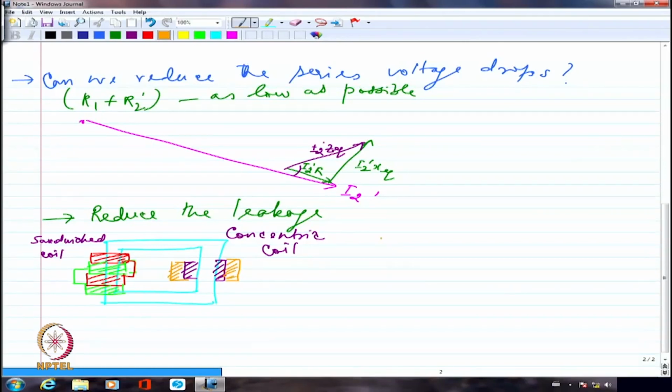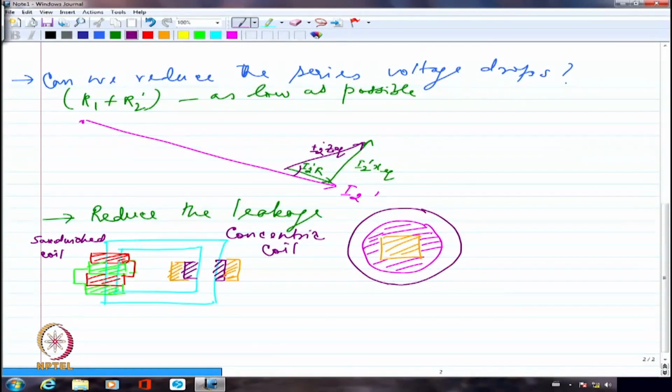So if I say that this is my core, right? I am going to have one coil like this. So this is all occupied by the coil, let us say. Right? This may be primary. And I will have the secondary around this.